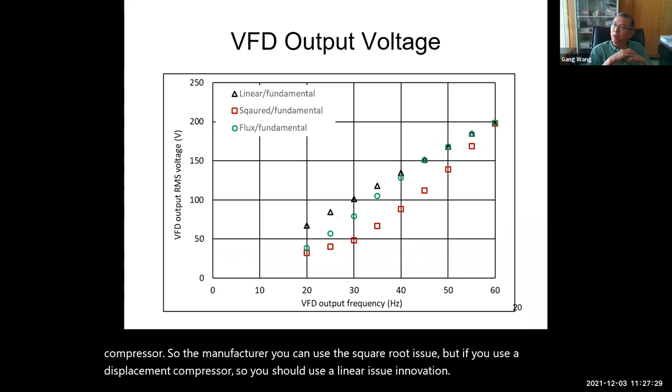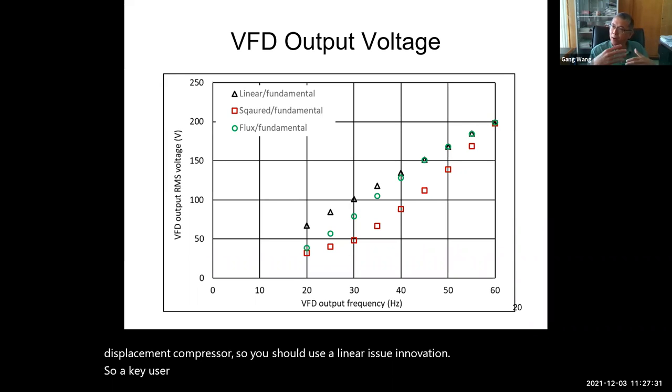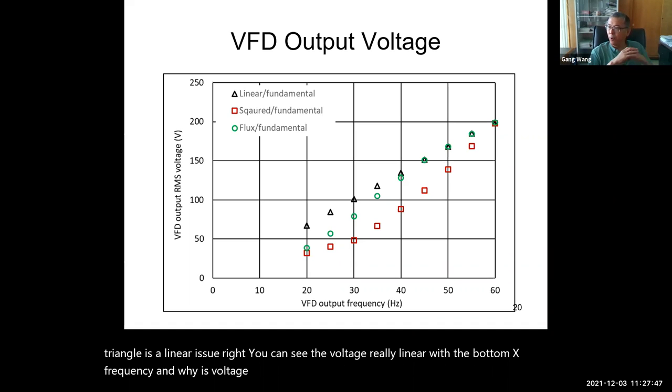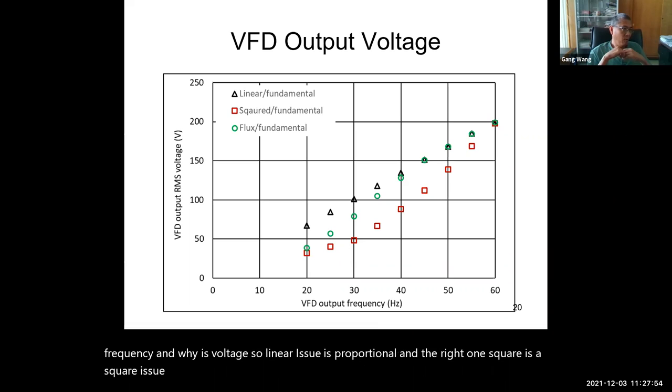Okay, I'll give you the comparison. You can see that we have three curves. The triangle is the linear ratio. You can see the voltage is really linear, with the bottom X axis being frequency and the Y axis being voltage. The red one is the square ratio, so you have really low voltage. And the green one, the circle, is called the flux optimizer, something in between.